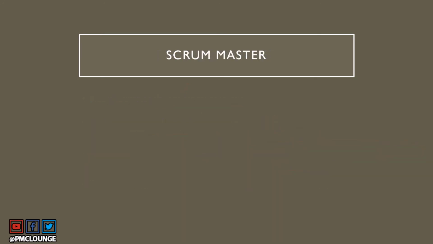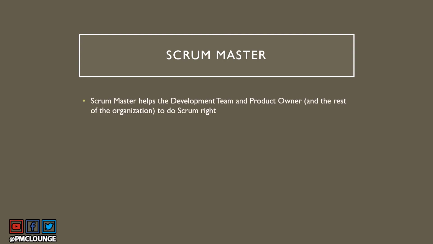Moving on, what does a Scrum Master do then? What is this role about? So the Scrum Master helps the development team and product owner and even the rest of the organization to do Scrum right, as simple as that. So the Scrum Master is the master of Scrum. He or she is supposed to know how Scrum works, what Scrum really is, and how the organization as a whole should get Scrum right.